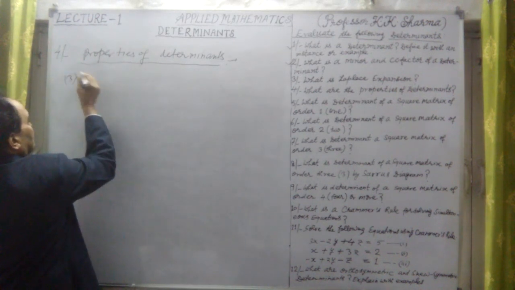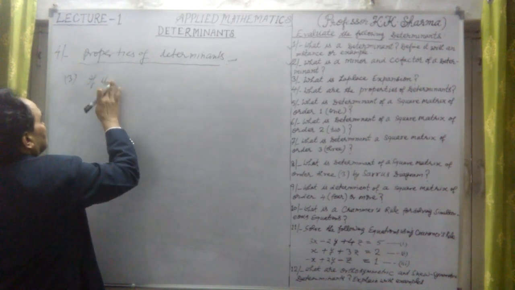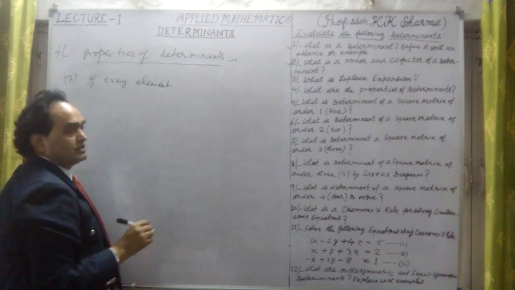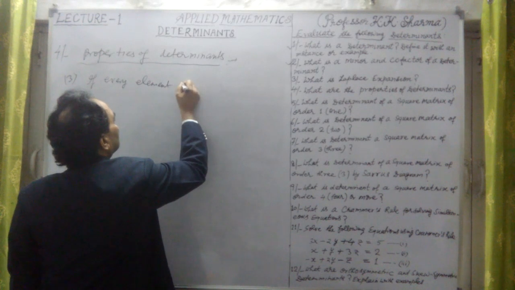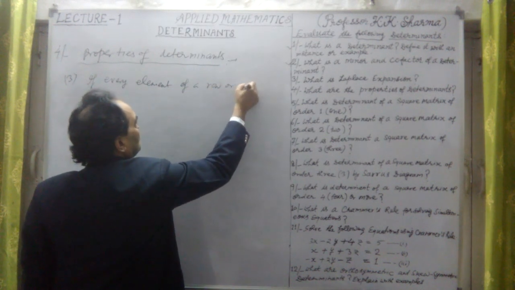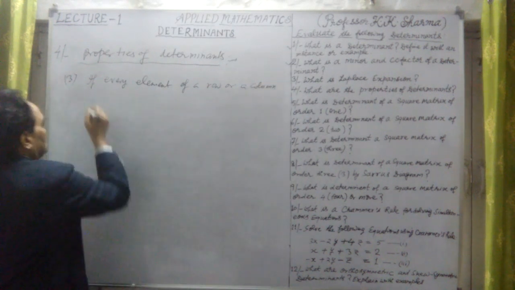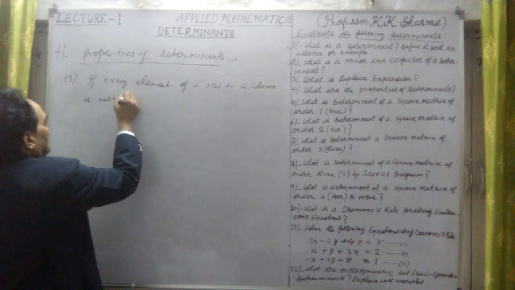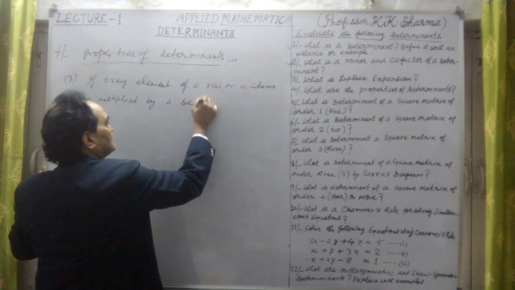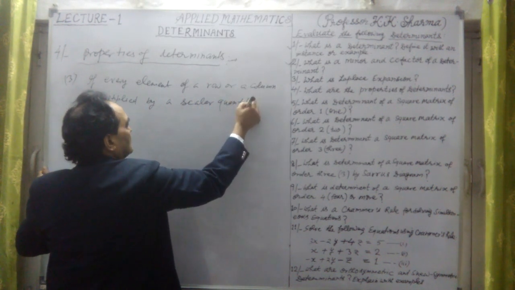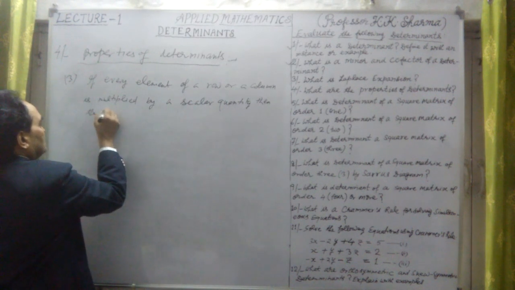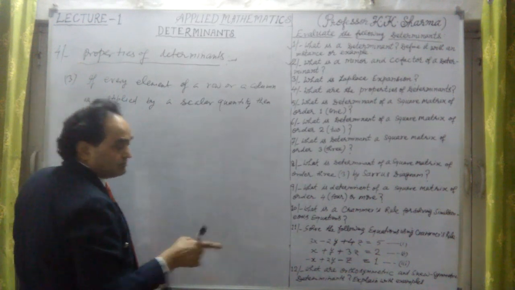Property number 3. If every element of a row, if every element of a row or a column is multiplied by a scalar quantity, then the value of the determinant will multiply that quantity.